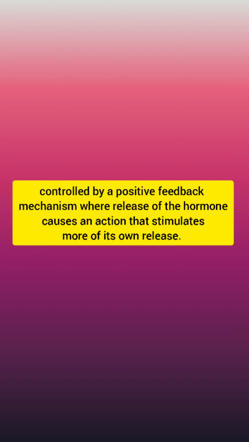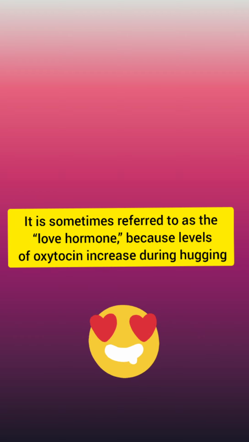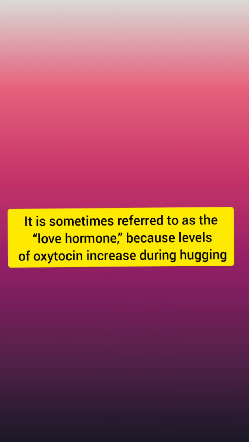Now, let's take a look at the chemical composition of the tears. When we are crying for a long period of time, we will produce oxytocin and also endogenous opioids known as endorphins. Let's talk more about oxytocin. Oxytocin is controlled by a positive feedback mechanism where release of the hormone causes an action that stimulates more of its own release. Low oxytocin levels have been linked to autism and autistic spectrum disorders. It is sometimes referred to as the love hormone because levels of oxytocin increase during hugging.